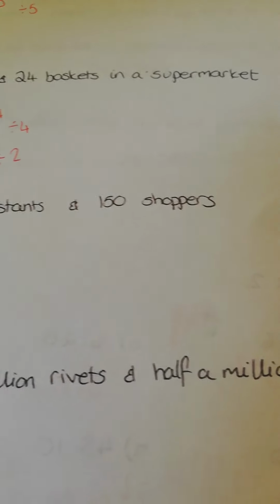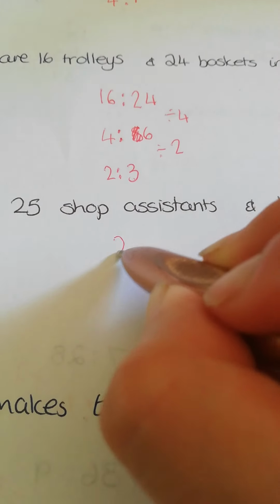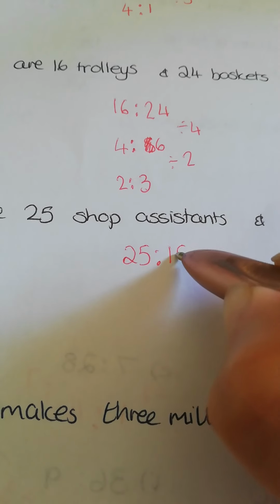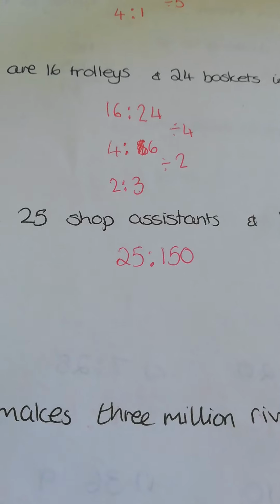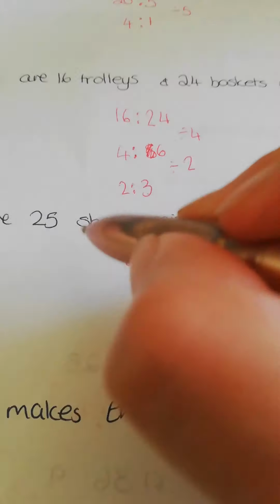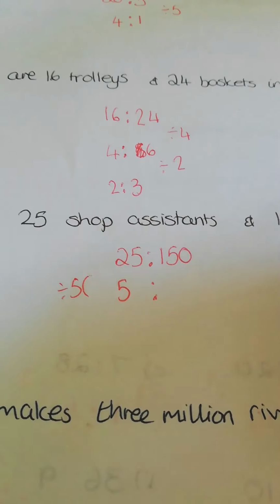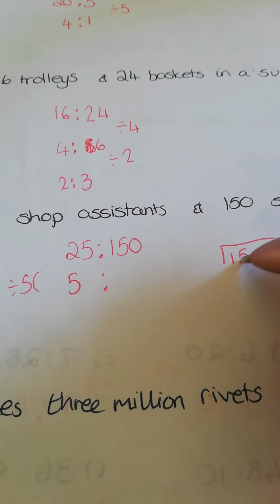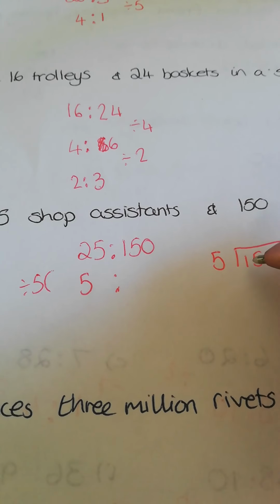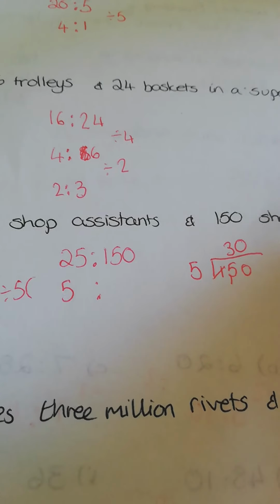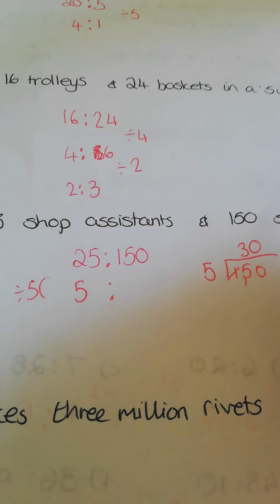In F, there are 25 shop assistants and 150 shoppers. So if we write that down as a ratio, shop assistants to shoppers, it was 25 shop assistants to 150 shoppers. So 25 to 150. Now, clearly they're both in the 5 times table. 25 divided by 5 gives me 5. 150 divided by 5 might not be so easy to do in our heads, so a little sum. 150 divided by 5. 5 doesn't go into 1, it goes into 15 3 times. Nothing left over, so we get the answer 30 when 5 goes into 0, 0.